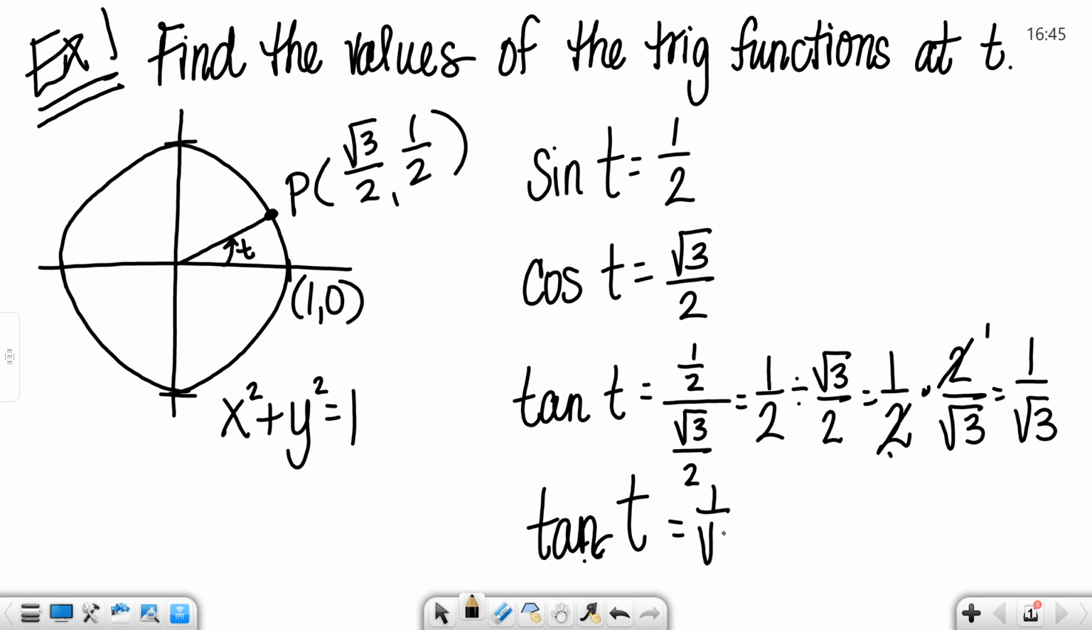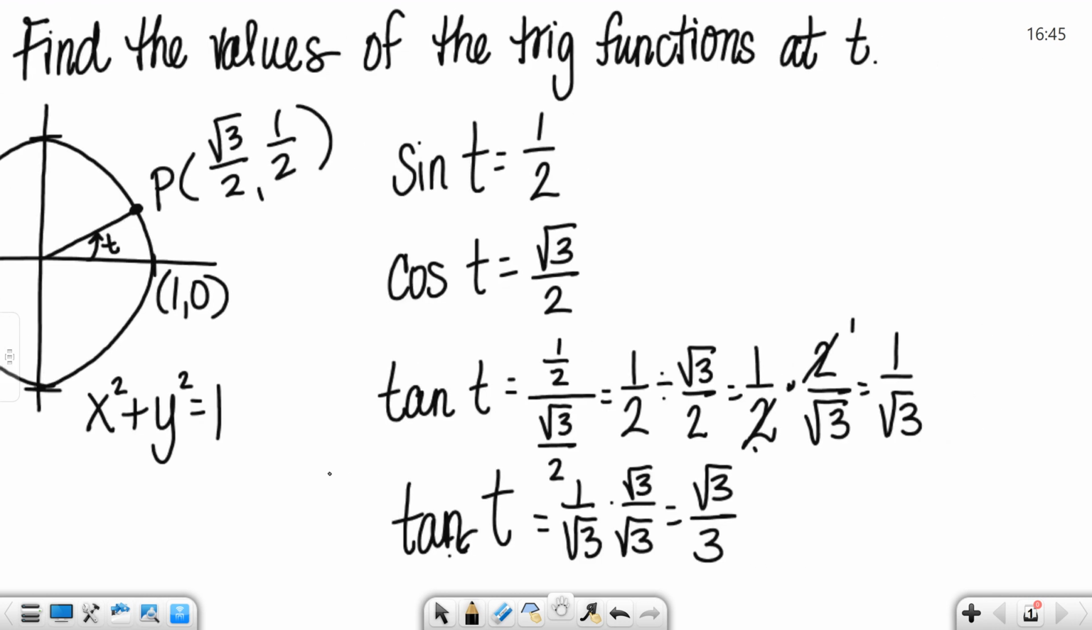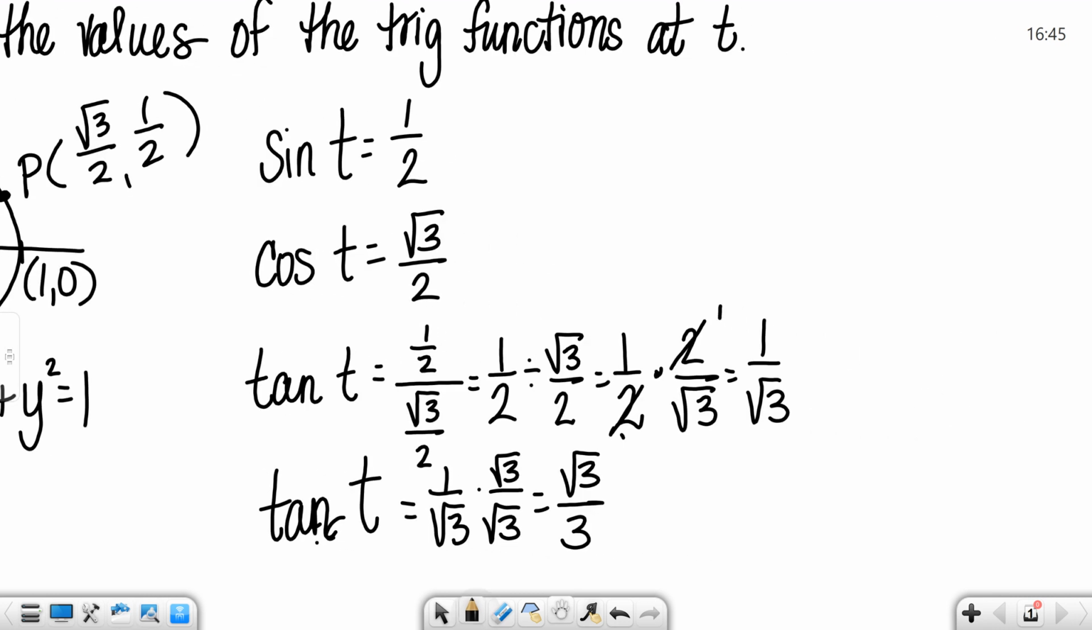So I've got 1 over the square root of 3. I must rationalize. So I get the square root of 3 over 3. So that's our tangent value. It did ask us for all the trig functions. Okay, it said the trig functions. There are 6 of them. So we do need to do all 6 of them.